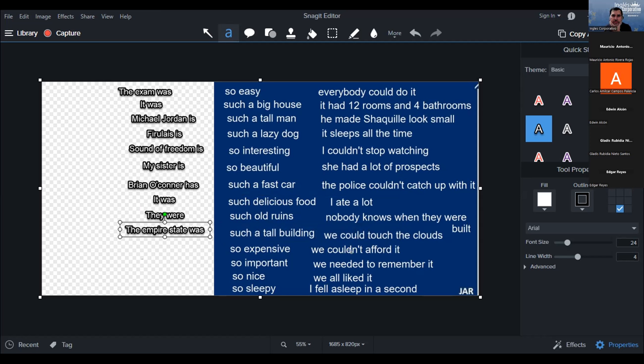So expensive, we couldn't afford it. Think about something that can be very expensive. A car, a house. A Lamborghini, for example. A BMW. So important, we needed to remember it. The date. You can say the date was so important that we needed to remember it.